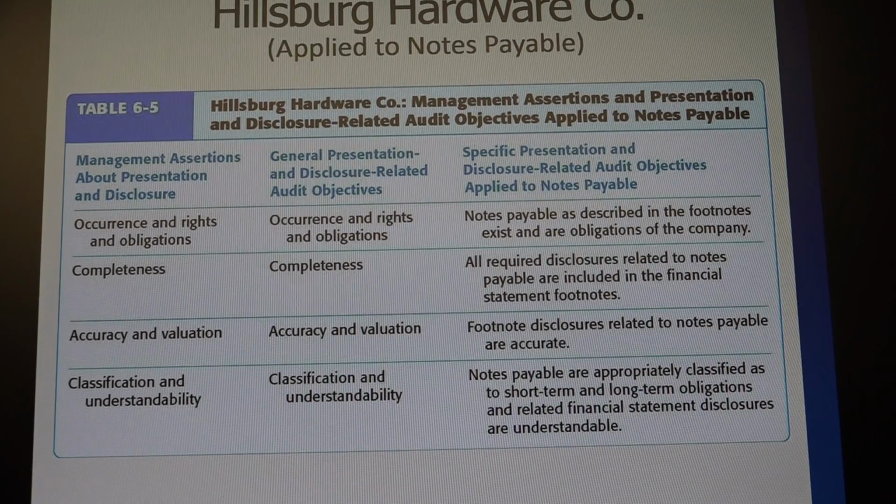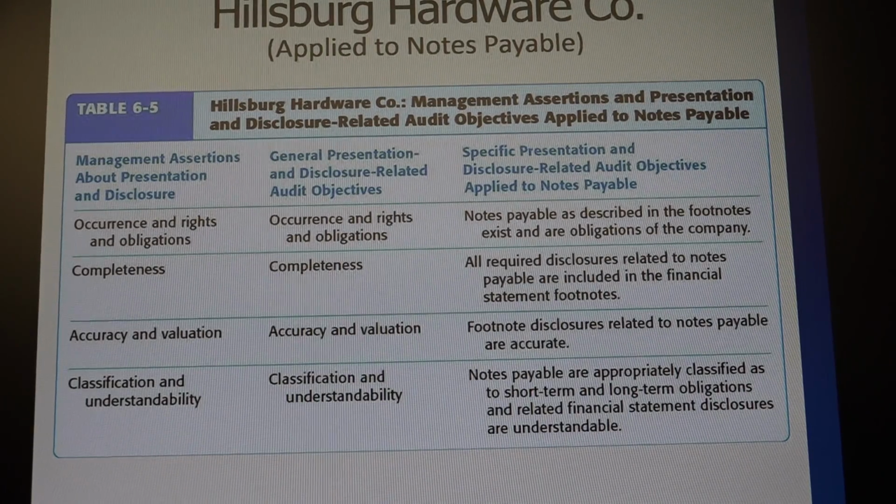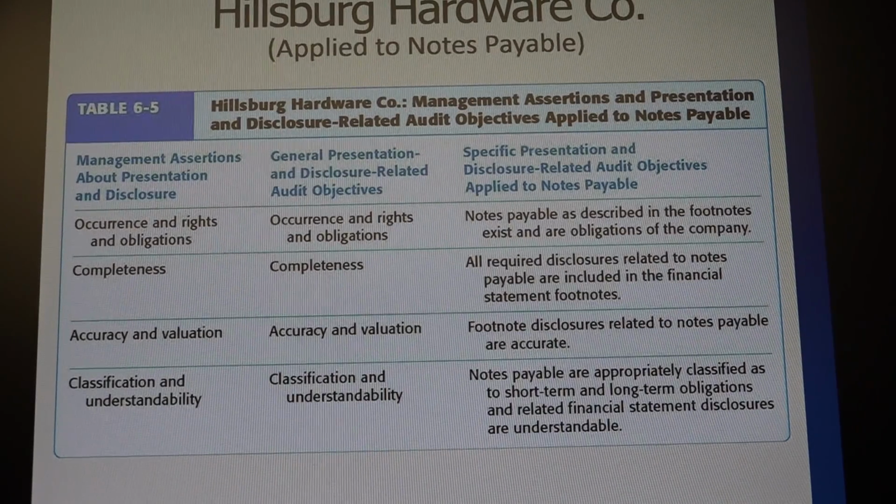Next we have completeness as a management assertion, and again that's our general objective. Here our specific objective as it applies to notes payable is to make sure that all required disclosures related to notes payable are included in the footnotes. Next, the management assertion is accuracy and valuation. Same for our general objectives, and we specifically apply it to notes payable. Here what we're looking for is to make sure footnote disclosures related to the notes payable are accurate.